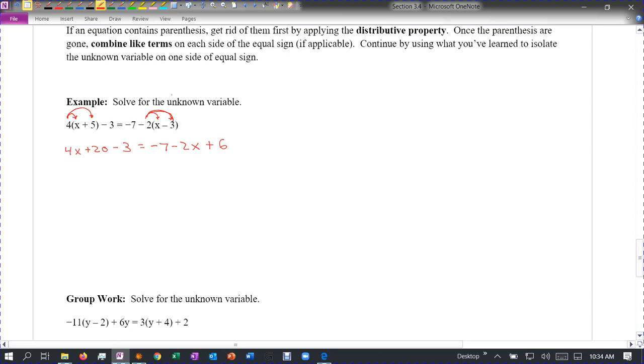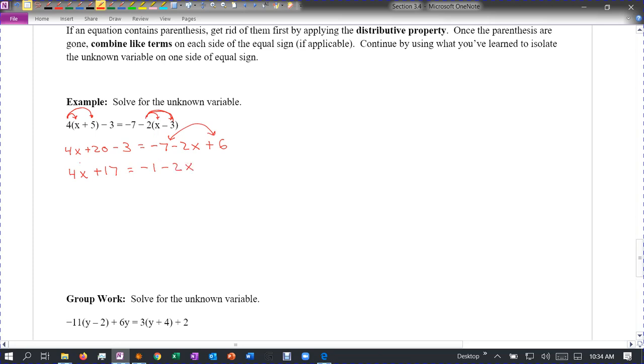Now we're pretty much where we were before, but we're going to do one more step before we actually try and move the x's over. I'm going to combine any like terms together. So notice I can do 20 minus 3 and get 17 here. And on the right side, notice that I can put the negative 7 and the 6 together. That gives me negative 1 and then minus 2x.